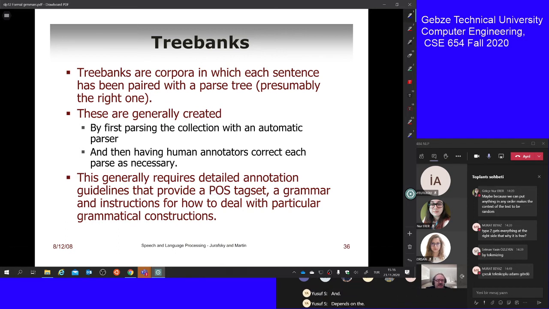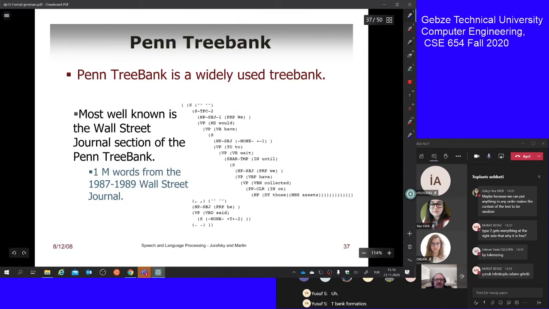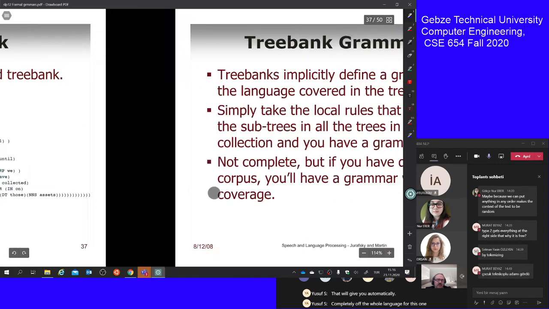It is complicated by the part of speech tag set. And you need a grammar and instructions for how to deal with particular grammatical constructions. So it's a detailed task to deal with this kind of tree bank formation. Once you have this tree bank, that will give you automatically complete trees of the whole language for this 1 million words.